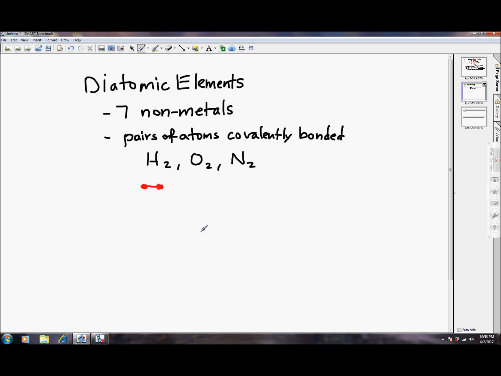And also the halogens are diatomic. Okay, so that's fluorine, chlorine, bromine, and iodine.